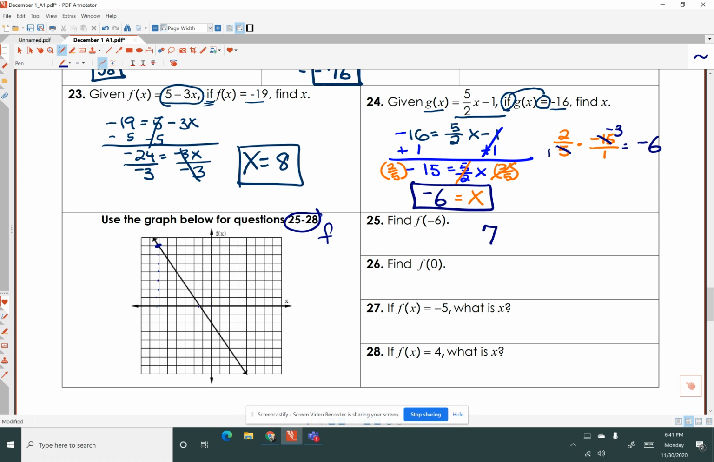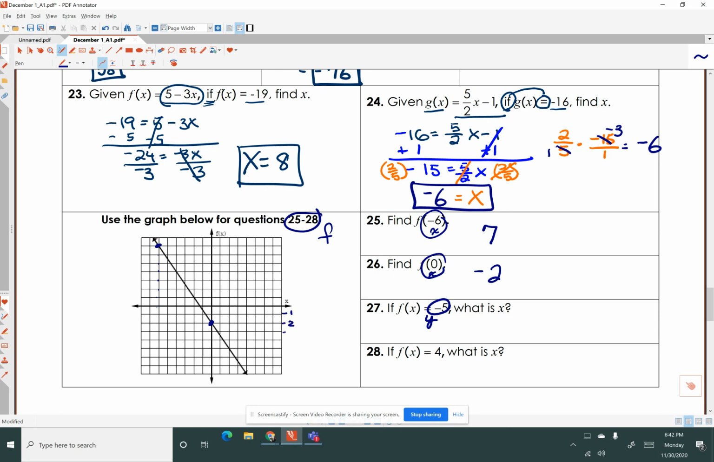F of 0, here's our 0. And f of 0, see, this is the x value. They're giving us the x value here, and we're giving them the y value, which in this case is -2. So if f of x is -5, what is x? Okay, so now they're asking it slightly different. So if f of x is -5, now they're asking, this is the y value here. So we have to find -5.